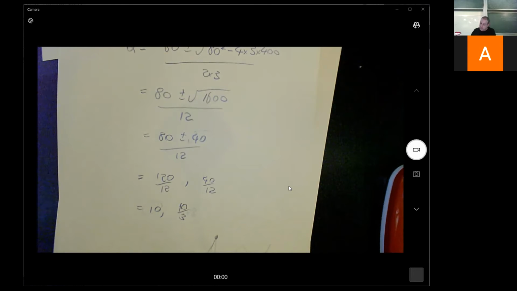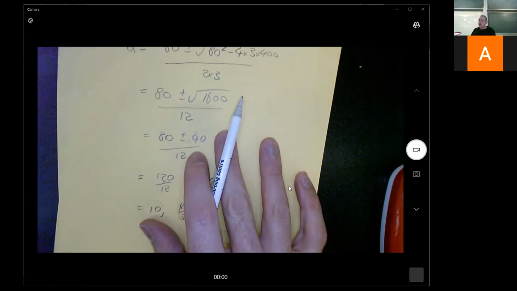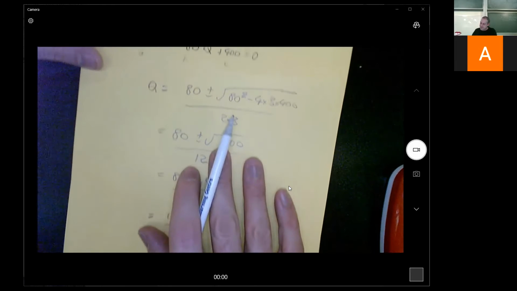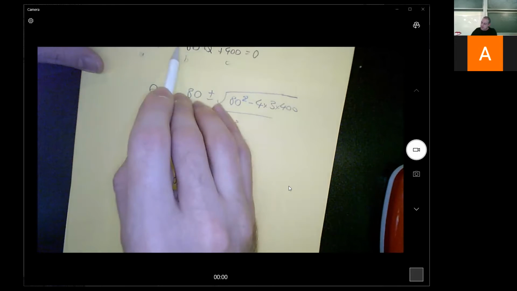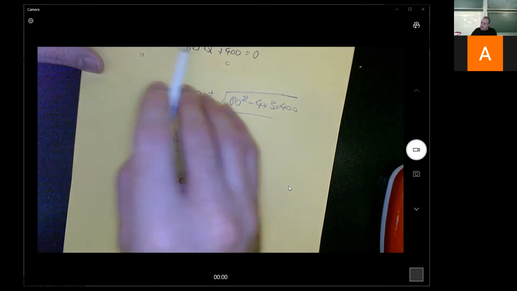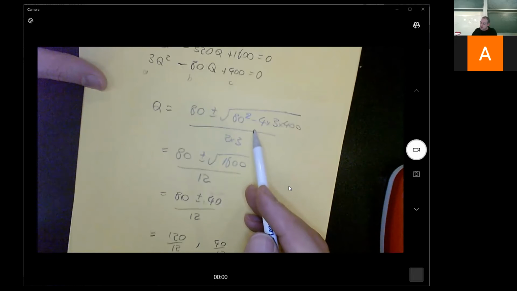Solution is too small. Finding errors is actually a very difficult skill. Minus b, plus or minus. Minus 80 squared would be the same as plus 80 squared. Minus 4 times 8.